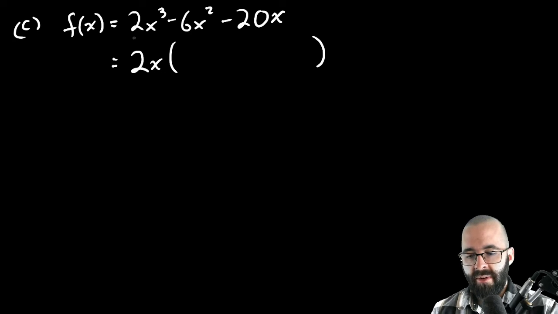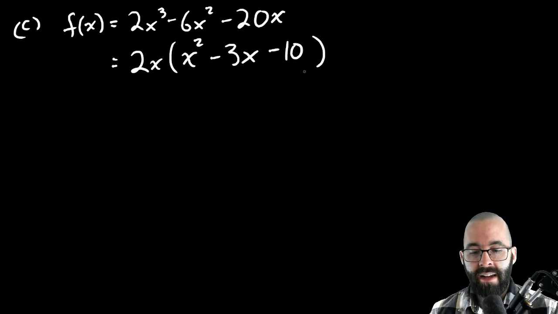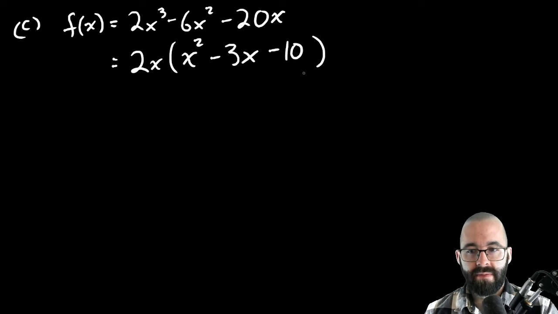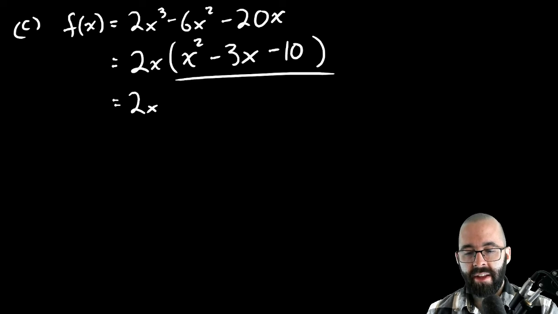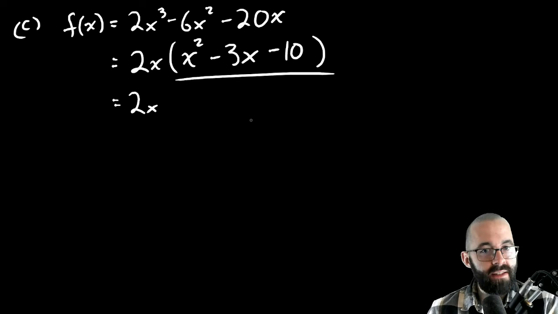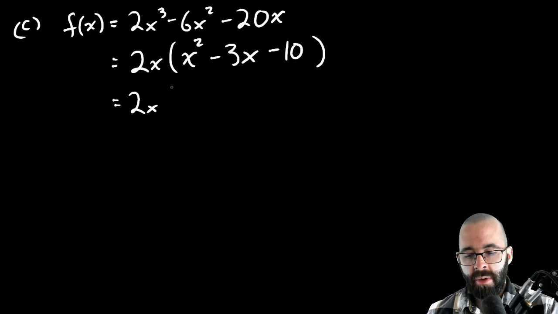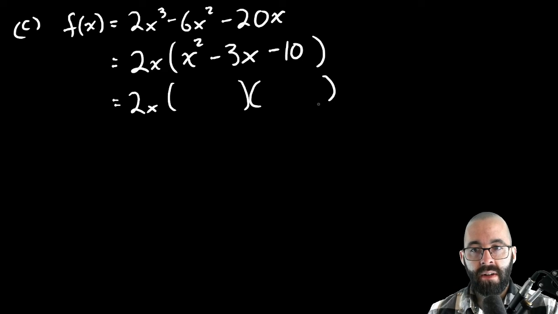Well, what's left over from the first term, if we took out a 2 and an x, well, now there's an x squared that's left. There's a 3x left over here, or negative 3x left over here, and a negative 10 left in the last one. And now we factor this trinomial, and the 2x stays at the front. 2x is getting multiplied by that trinomial, so 2x will get multiplied by what that trinomial factors into.